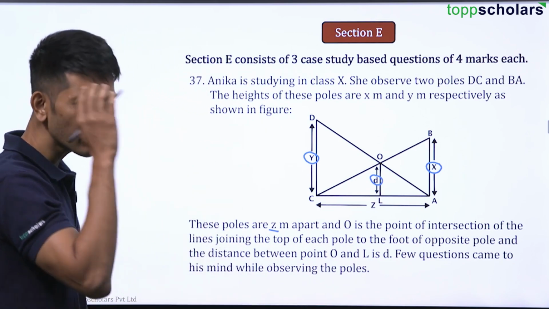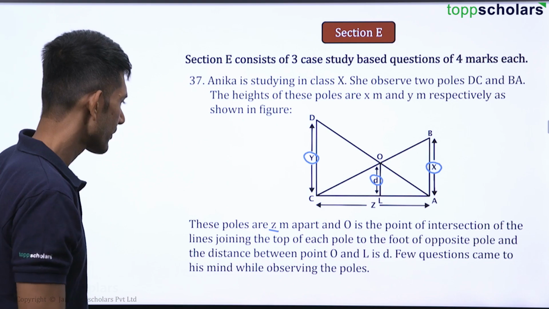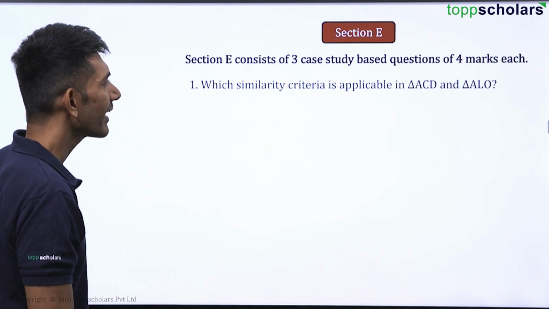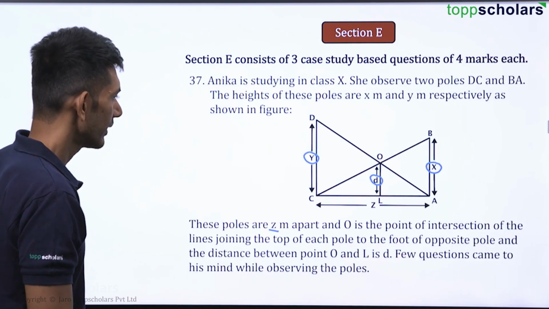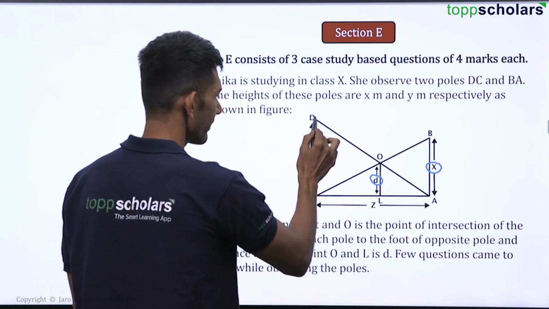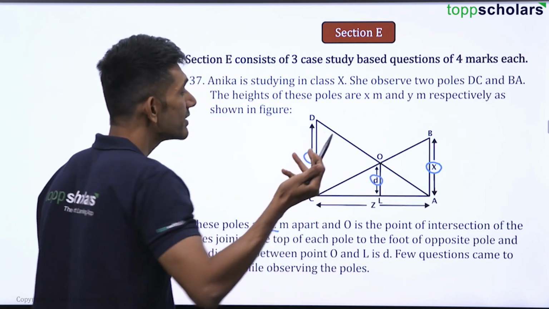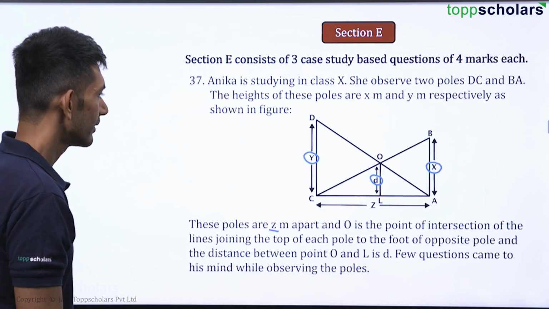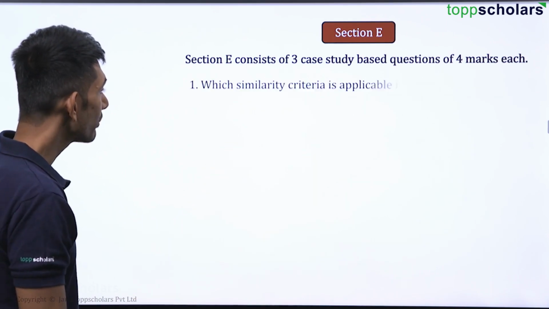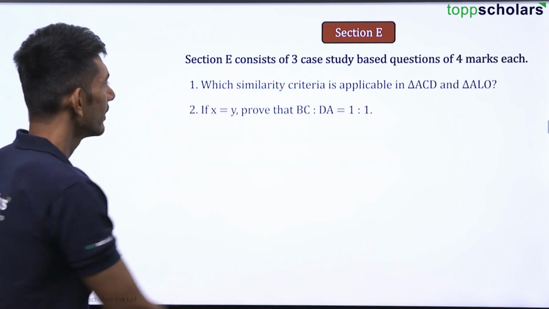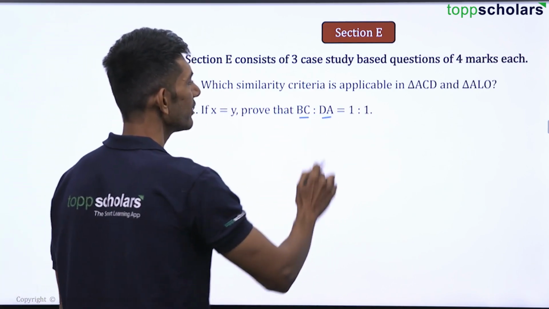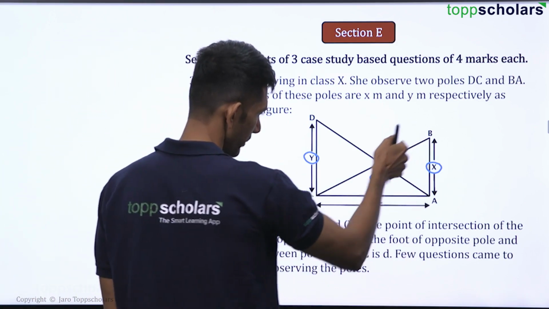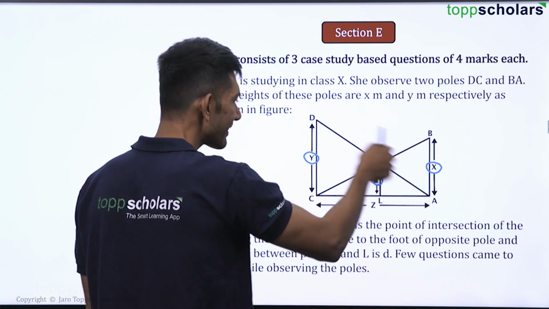Few questions came to his mind while observing the poles. So what are those questions? Which similarity criteria is applicable in triangle ACD and ALO? Then if x and y are equal, then prove that BC is to DA is 1:1, provided X and Y are equal.